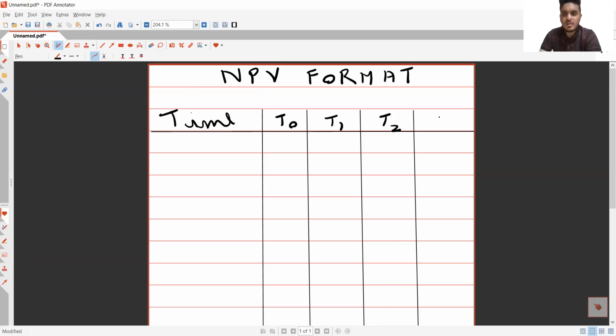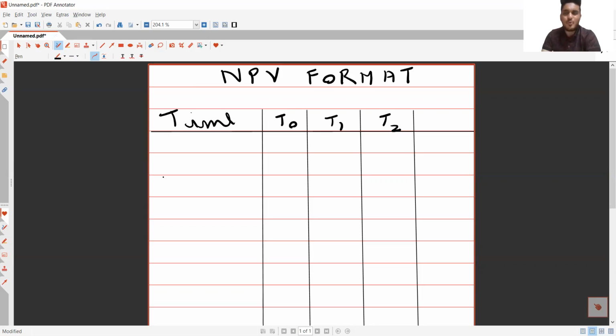T1 is your first year. T2 is your second year. I can write T3 here if I want to, but I don't want to. I'm leaving the space for something else. But you can assume it will continue with T3, T4, T5, etc. That's very question specific. For simplicity, I've just had a timeline from T0 to T2.